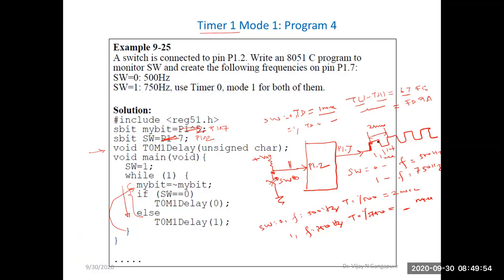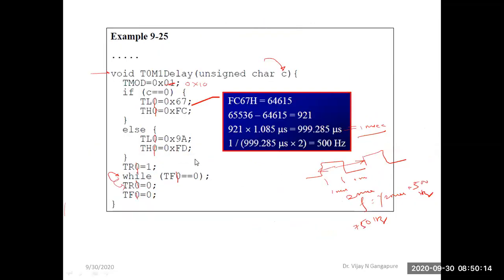It will generate a square wave of 500 hertz frequency. If the switch position is 1, then I am calling this same delay with value 1 passed to it, and that will generate a square wave on the P1.7 pin of 750 hertz. So how is it generating two different frequencies?